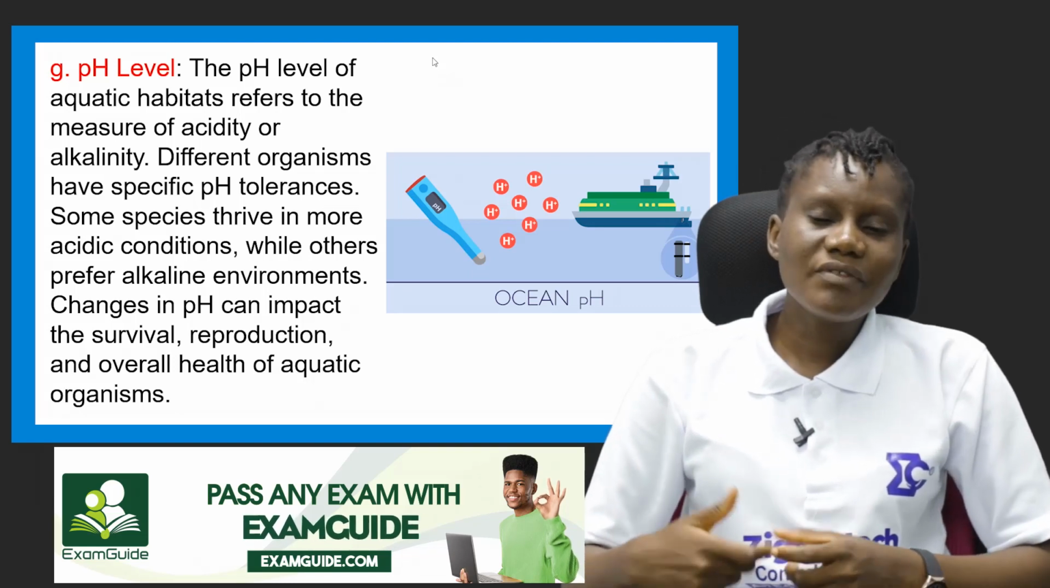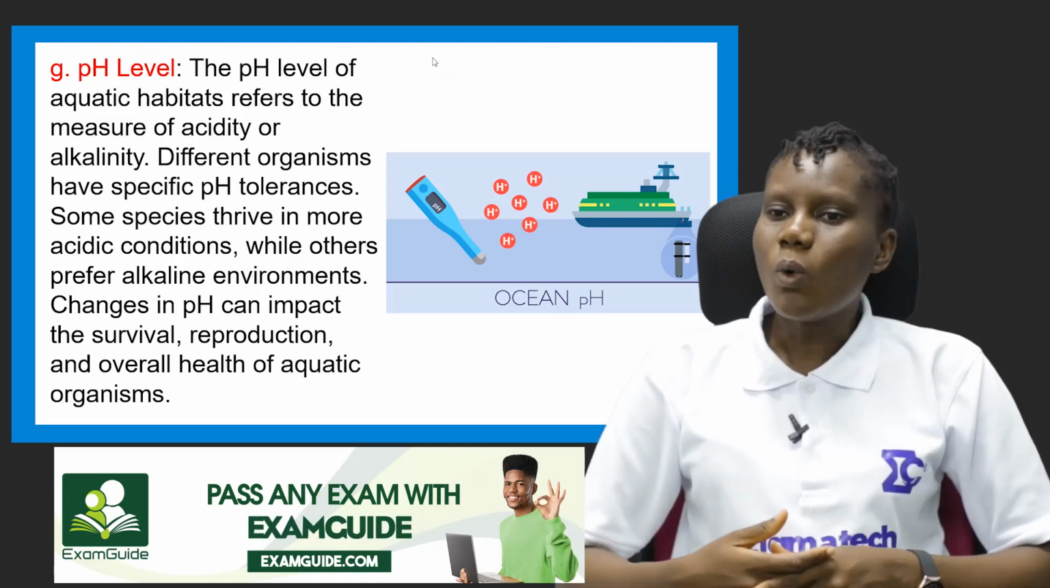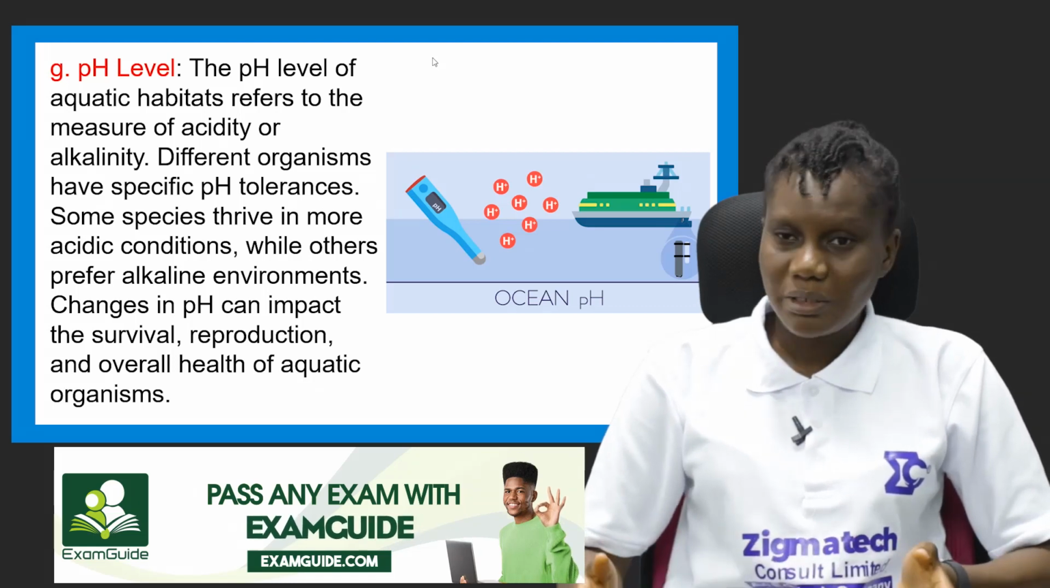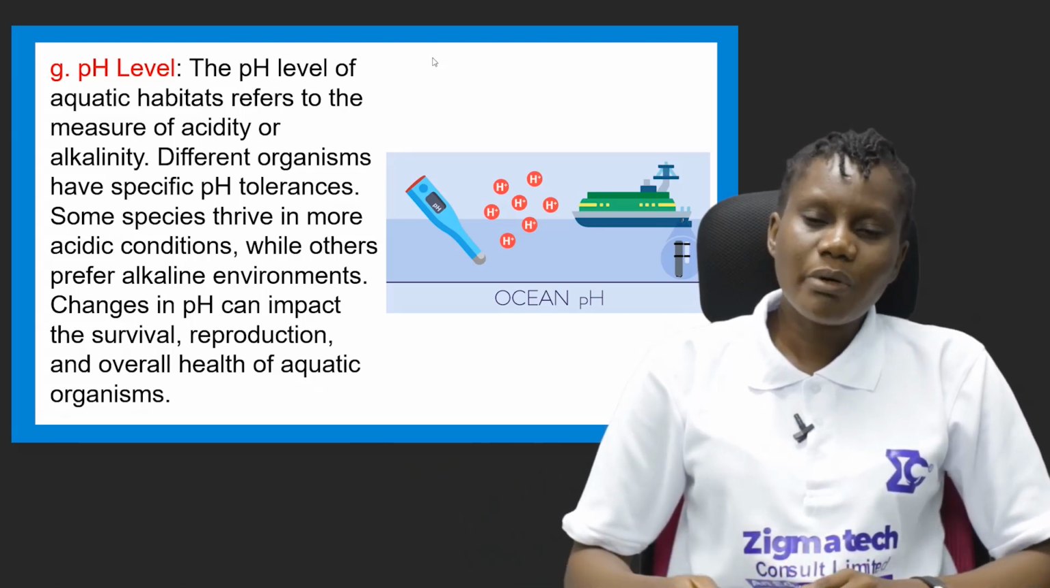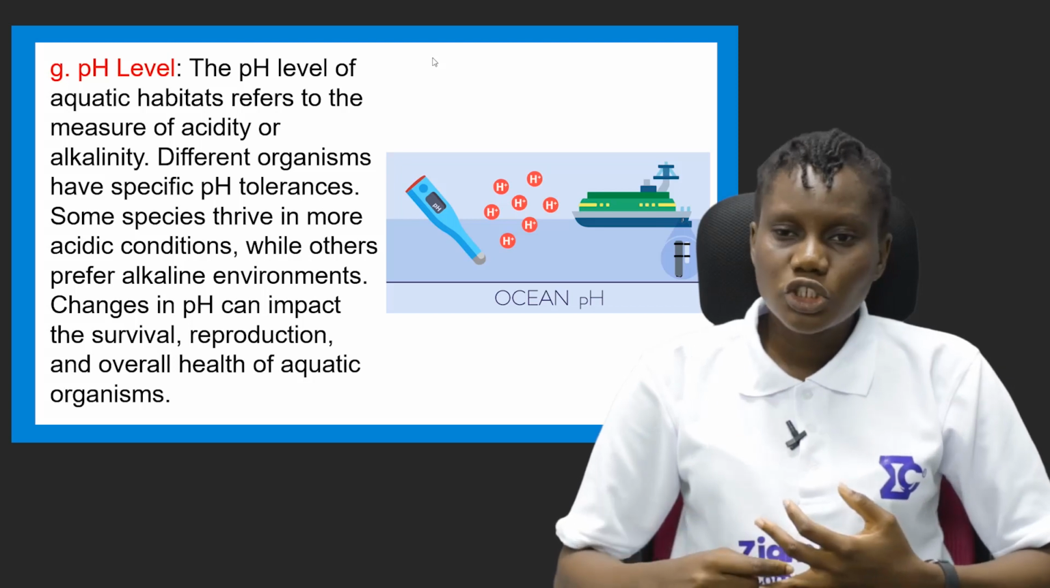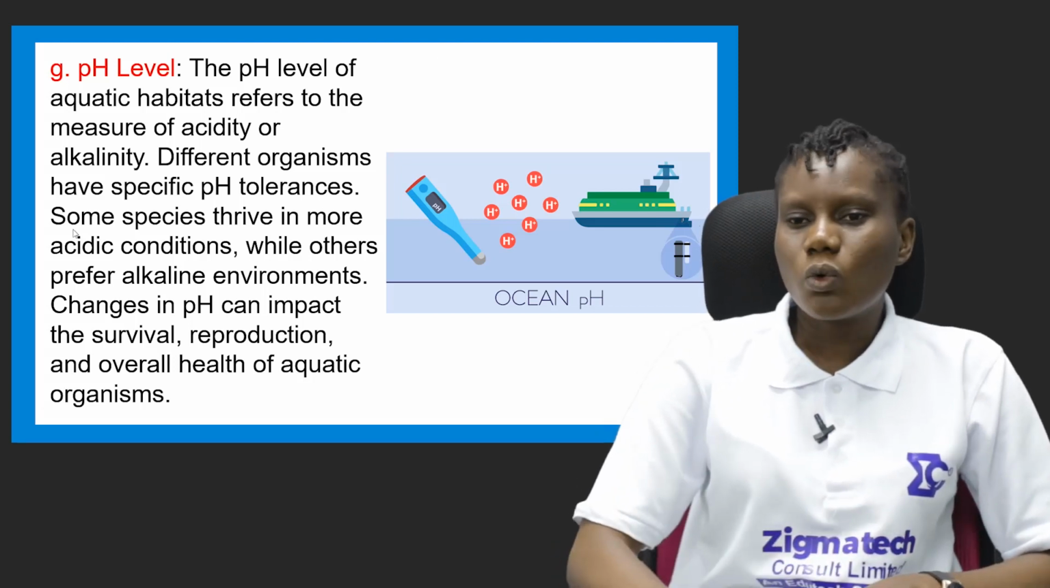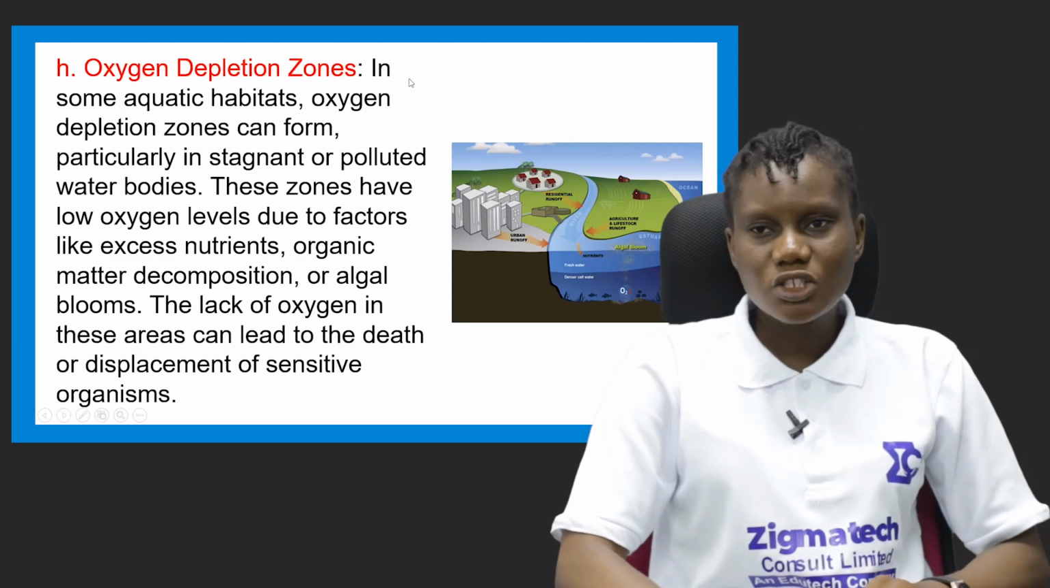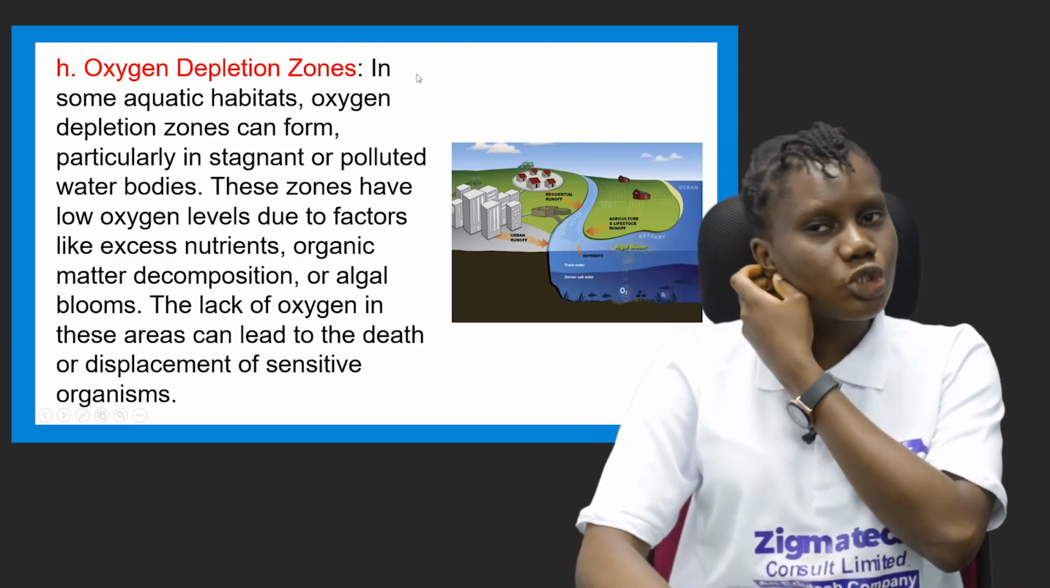Some species thrive in more acidic conditions, while others prefer alkaline environments. Changes in pH can impact the survival, reproduction, and overall health of aquatic organisms. And the next is oxygen depletion zone.